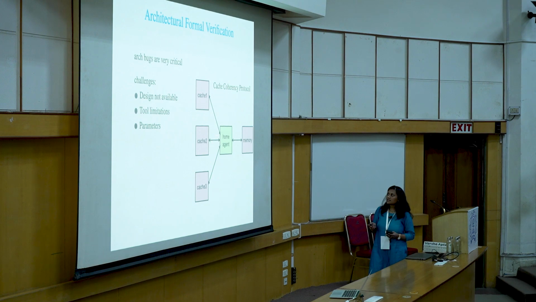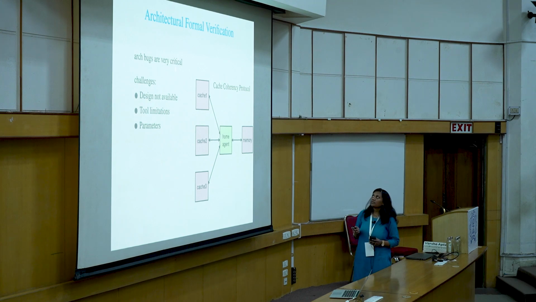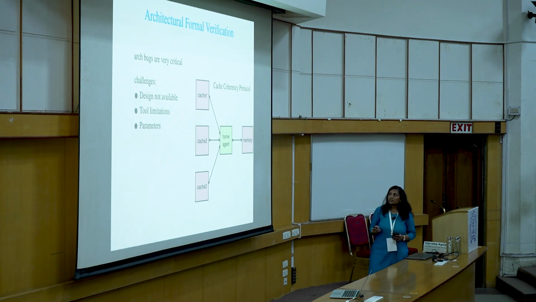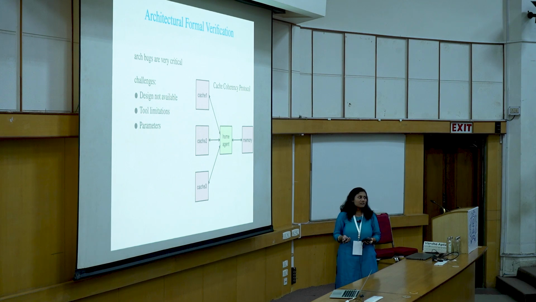So caches will send requests to the home agent, and the home agent will get the memory and give it to the cache, or I mean do something such that the cache will have access to it. So here again, architectural formal verification has its own challenges. It does not have a design available. So whoever is doing it has to model the design and then pass it to some model checker. Some tools are still not scalable yet.